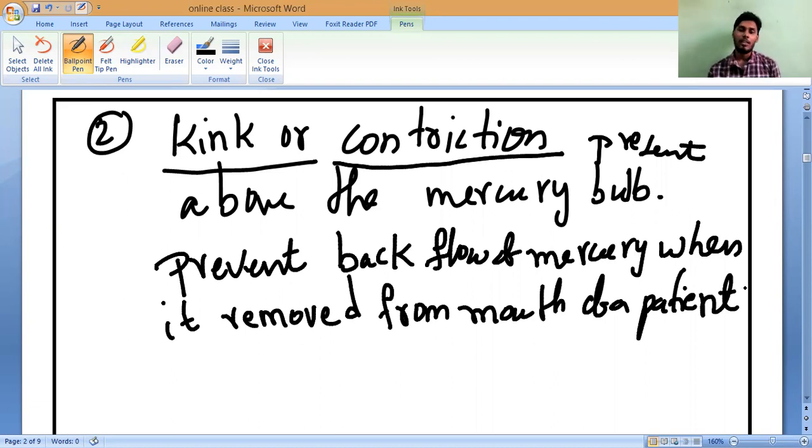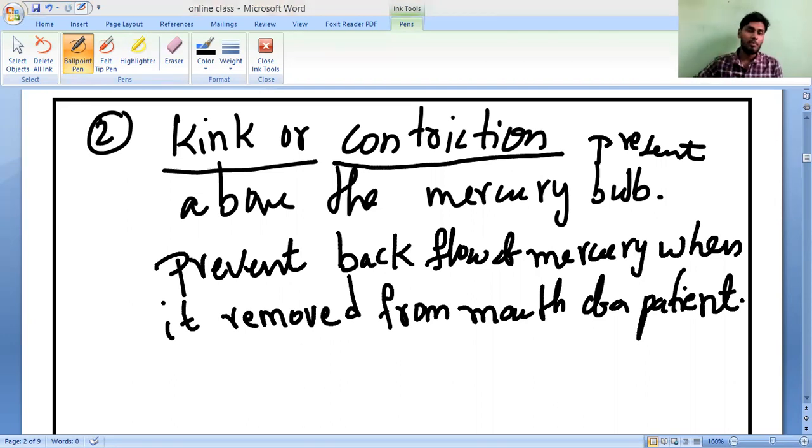Yes, sir. So those are the two special features. All of you should remember that. The first special feature is that it has a short range of measuring temperatures, and the second is that it contains a nick or constriction that prevents the backflow of mercury to the thermometer bulb. So when we remove it from the mouth of a patient, we can still measure the original temperature of the body. This nick prevents the mercury level in the thermometer tube from falling on its own.